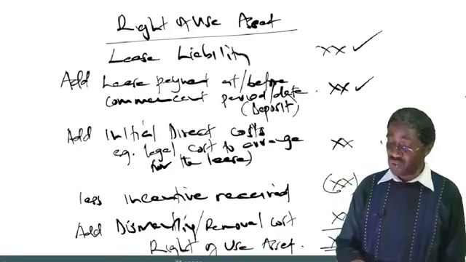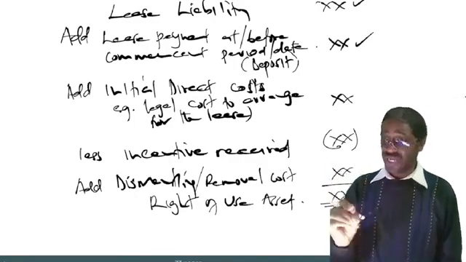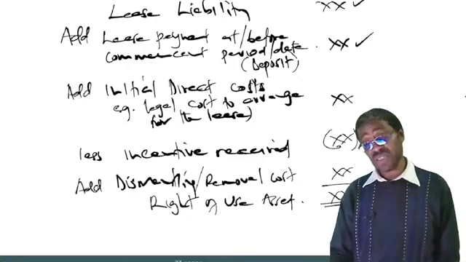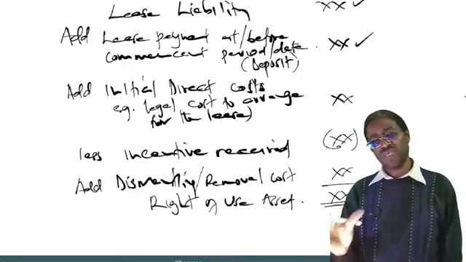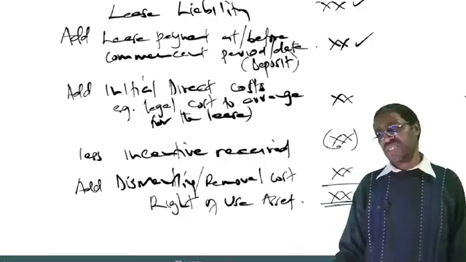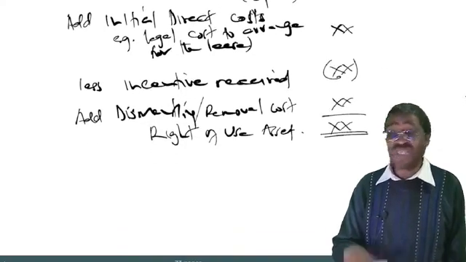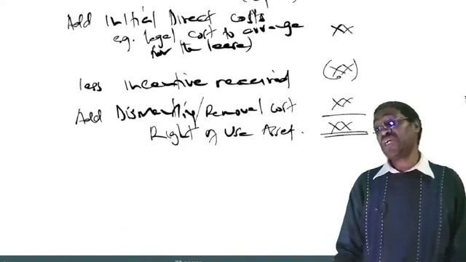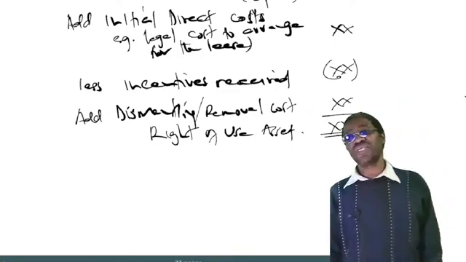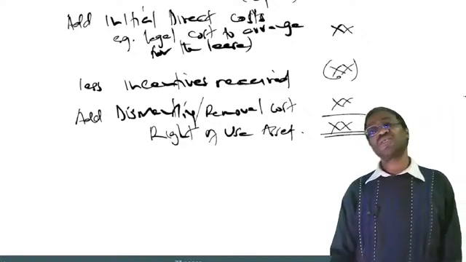Number two, another thing to add is any initial direct cost. Any cost that you are incurring in order to bring this lease into existence, you add it. We have given an example, maybe legal fees or legal costs to arrange for that lease, whatever it is. Then, if the lessor is giving you some incentive, that's reducing your cost. You minus any incentives received. And finally, if there will be any cost of dismantling the asset or removal cost of the asset, then you remember to add.